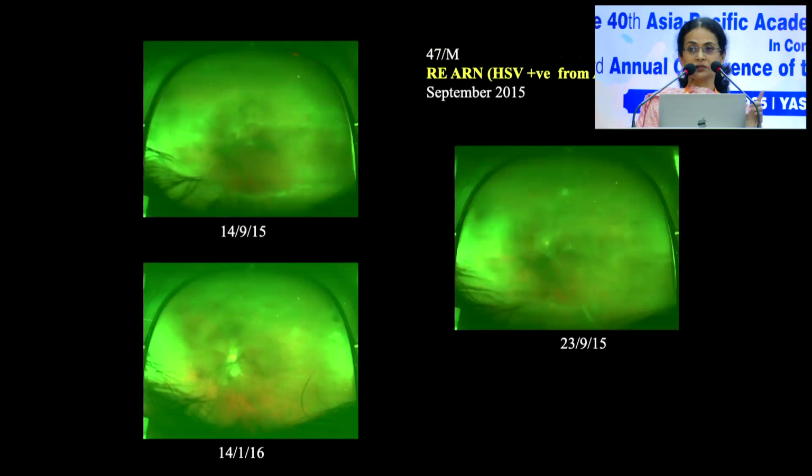This is the third case and my last case, a 47-year-old male, but this is a long case. He had right eye acute retinal necrosis, presented in September 2015, almost 10 years ago. He was HSV positive from the aqueous tap. We treated him with IV acyclovir, oral steroids, and he did fine from September 2015 to February 2016, almost 6 months.